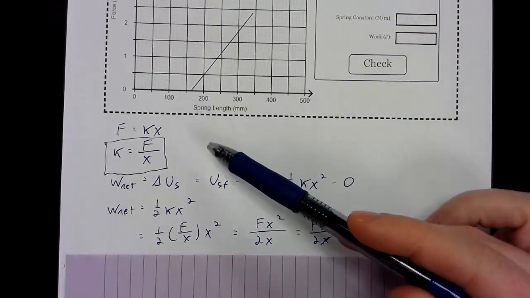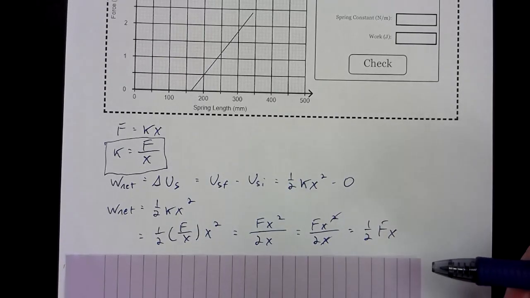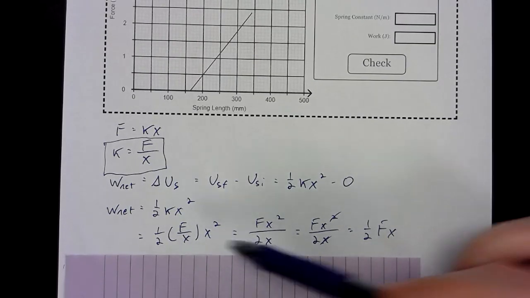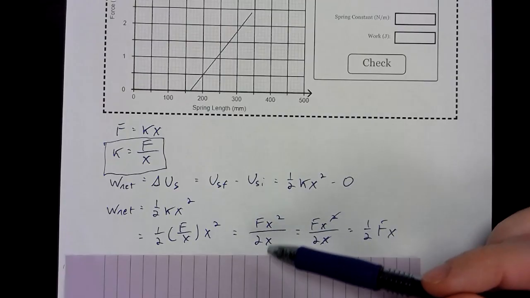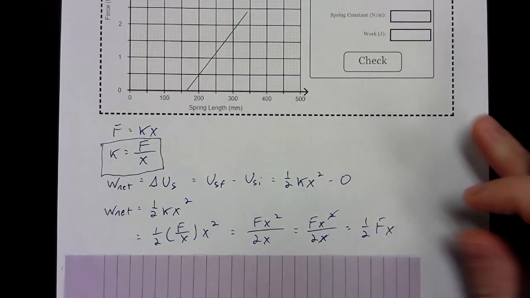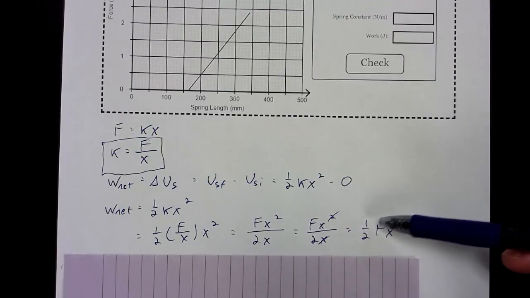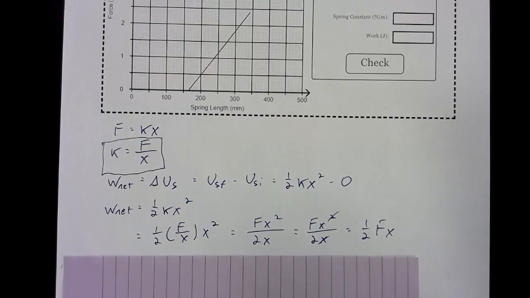Then let's combine that with what we did up here. K, let's replace that with F over x. Then you'll notice that we have an x on the bottom and we have x squared on the top. So combining that, we have this. Then one of those x's is going to cancel. And then go ahead and pull that 1/2 to the front, so we get an expression for this. So the work would actually be given by 1/2 F times x in this case.